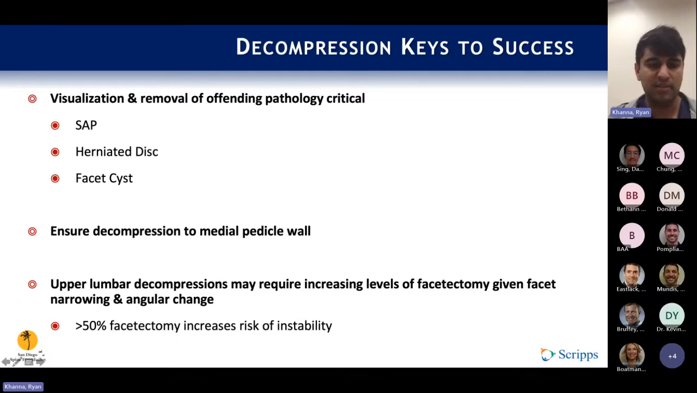And as I mentioned on that last slide, since the upper lumbar spine is more narrow between the facets, you have a higher chance of making them unstable if you're not cognizant of that. And as long as you save more than 50% of the facet, it should remain stable.